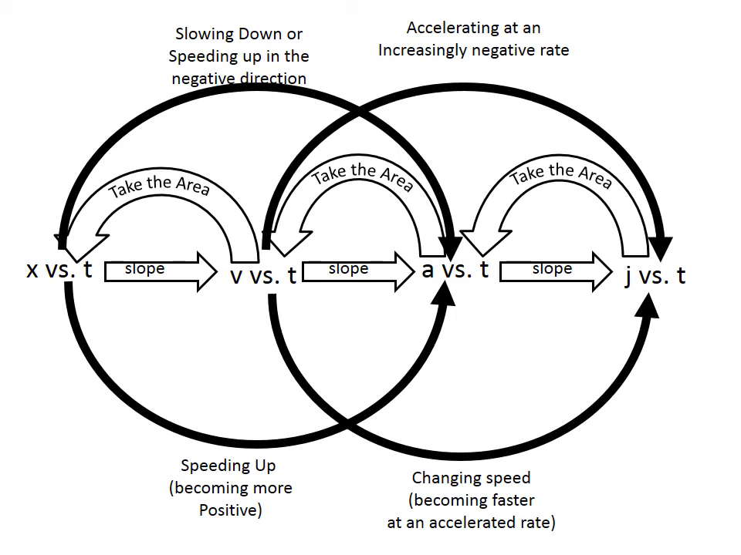So if you look at the simple things, you can figure out how to move from one graph to another, both down the chain, which would be derivatives, or up the chain, which would be called integrals in calculus. And that is a summary of how to find information on various motion graphs.